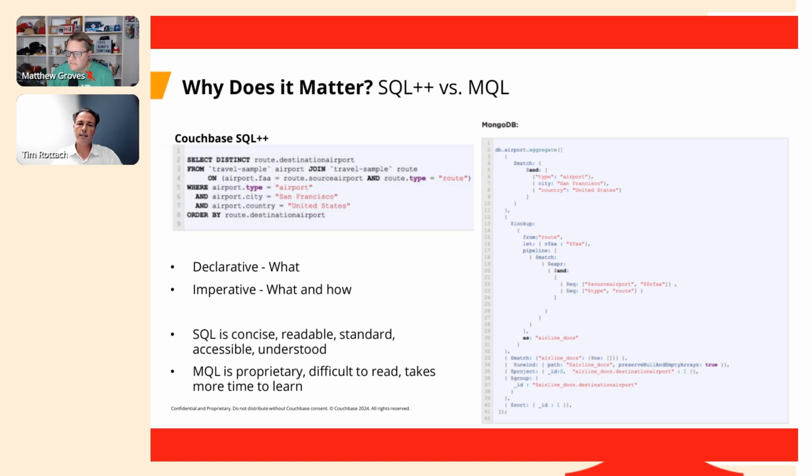Additionally, SQL++ is a declarative language, meaning that it's easier in terms of you're just defining what you're looking for, whereas MQL is imperative, meaning you have to define what you're looking for and also how to get it, right? So that adds a level of complexity.